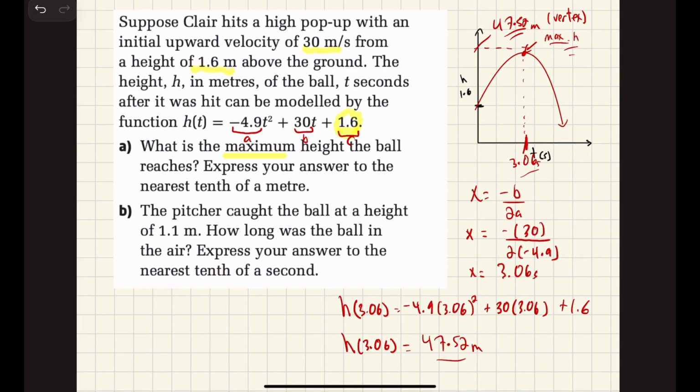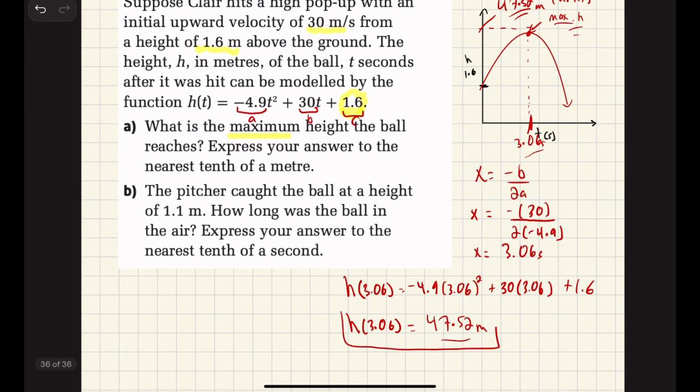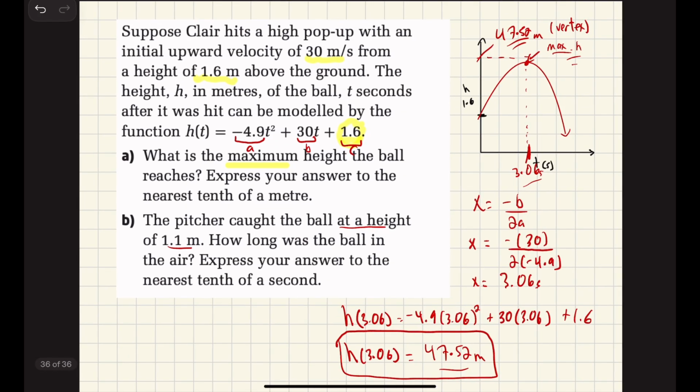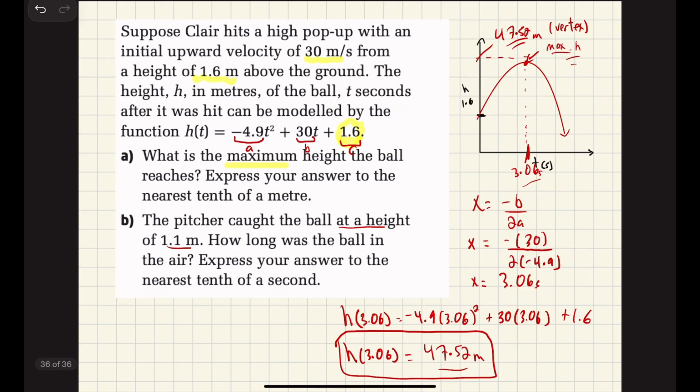Now for part B, it says that the pitcher caught the ball at a height of 1.1 meters. How long was the ball in the air? Express your answer to the nearest tenth of a second. So what seems to happen here is it starts at 1.6 meters and then it falls eventually past that.